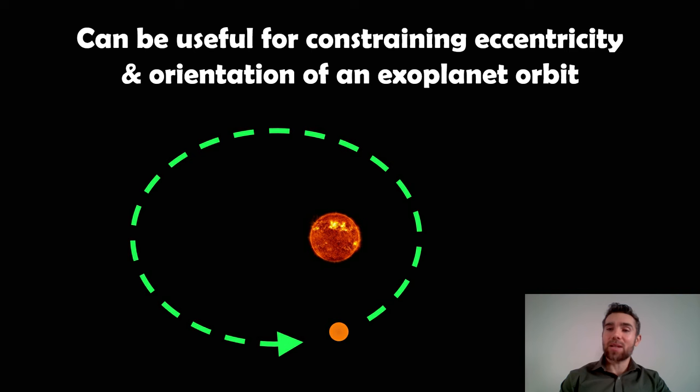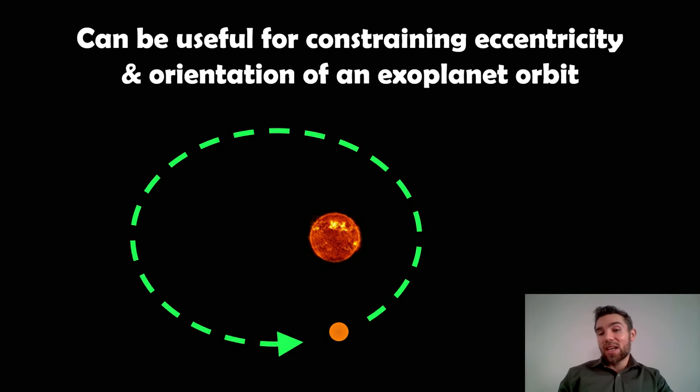And this can actually be useful if you want to constrain the eccentricity, how elliptical that orbit is, and also the orientation of that orbit for an exoplanet orbit, because they can be quite hard to determine, basically. We can get the orbital period, we can get the inclination. To get the eccentricity, we probably need to look at something like this. The asymmetry in that transit can then give us a bit more information as to what's actually occurring there.